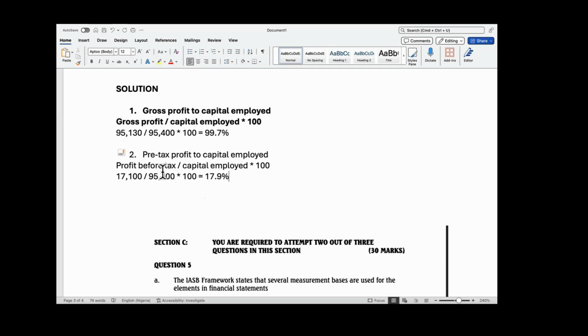Again, who can tell me what this ratio measures based on what I told you in the first one? What do you think this will measure?